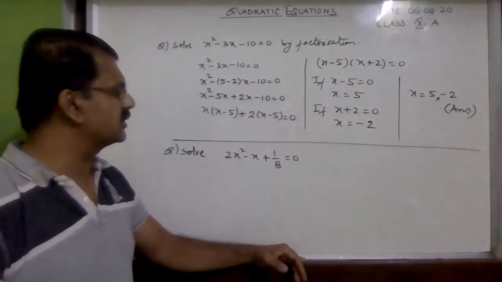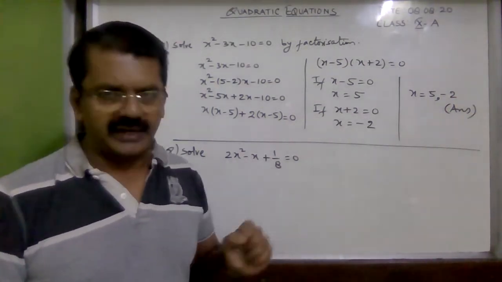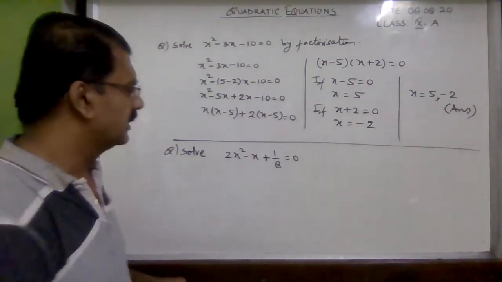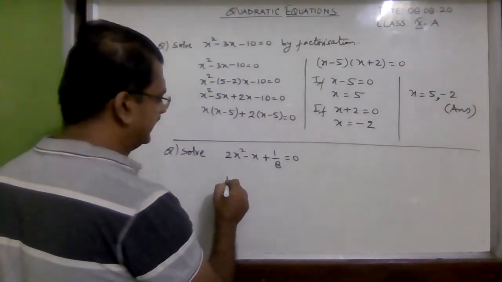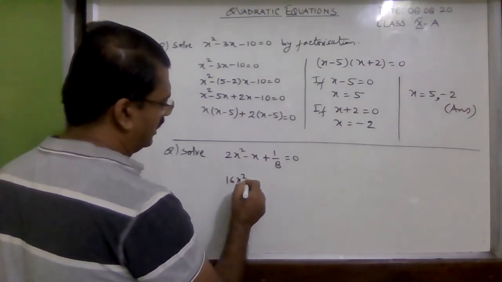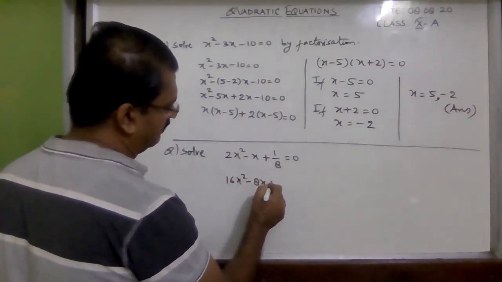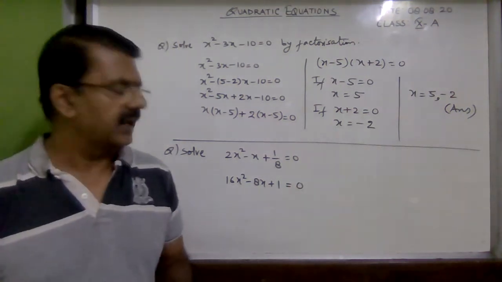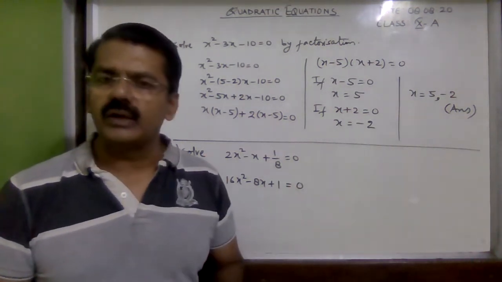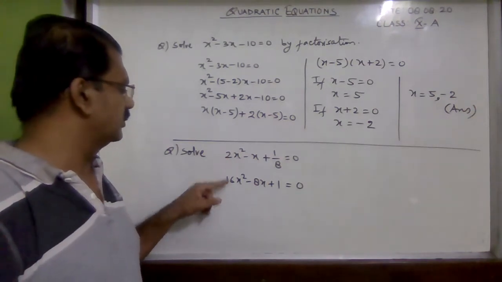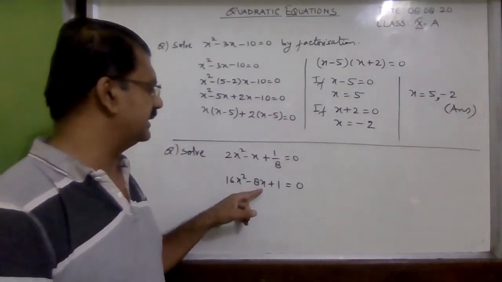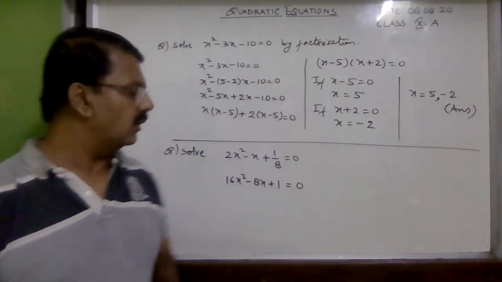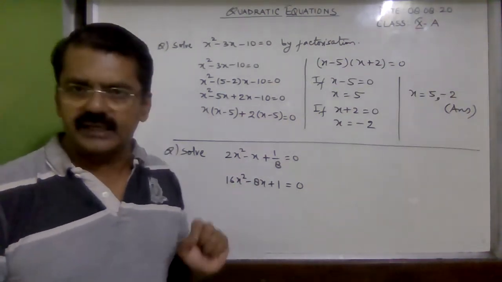Now what we do, first of all, to remove this fractional part, you multiply the whole equation by 8. So it is 16x square minus 8x plus 1 is equal to 0. Clear? I repeat, if you multiply the whole equation by 8, then 8 into 2 is 16x square minus 8x, and here 8 will be cancelled, so only 1 is there. Now 16 into 1 is 16.